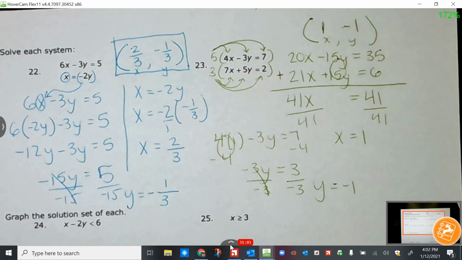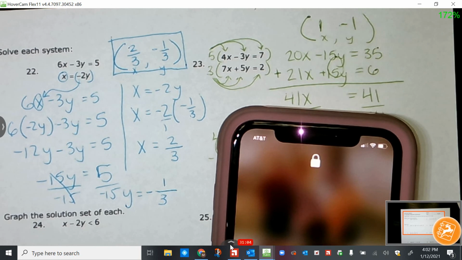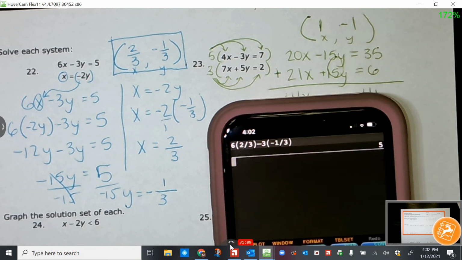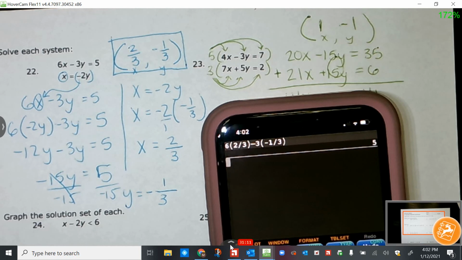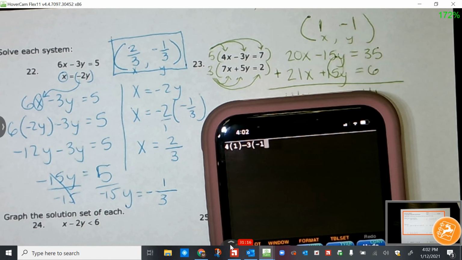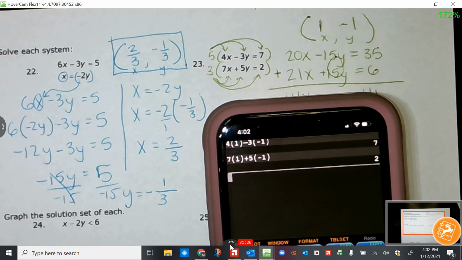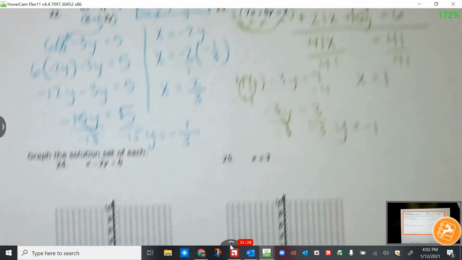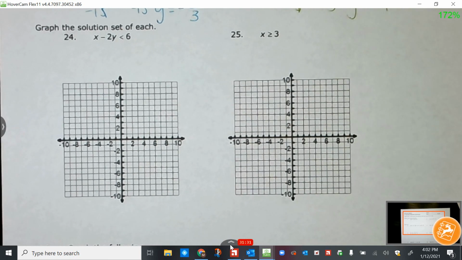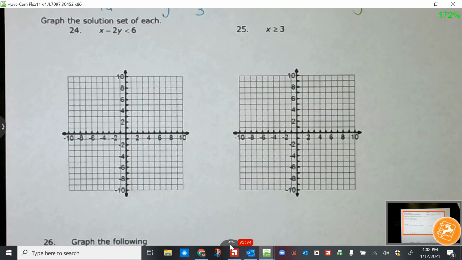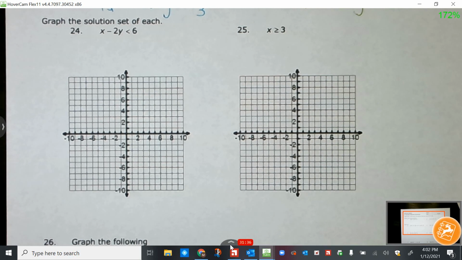Now again, check these in your calculator. So you can do 4 times 1 minus 3 times negative 1 should equal 7, and it did. 7 times 1 plus 5 times negative 1 should equal 2, and it did, so we did it correctly. I mean, I know I have like the TI-83, and in class y'all don't have those, but it's the same thing. Okay, so here's graphing inequalities.